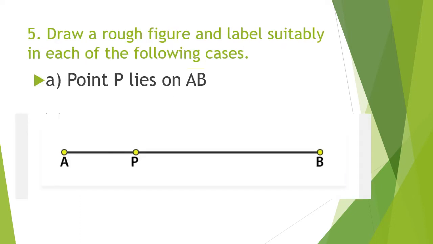Question 5. Draw a rough figure and label suitably in each of the following cases. A. Point P lies on line segment AB. So AB is the line segment and a point P lies on line segment AB.